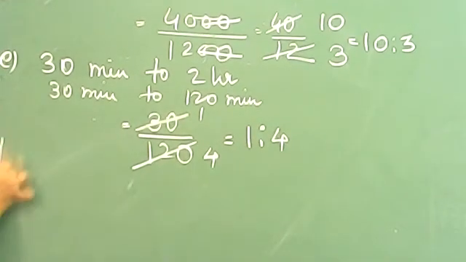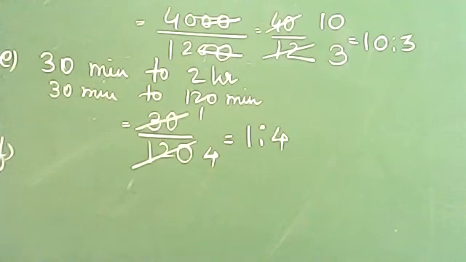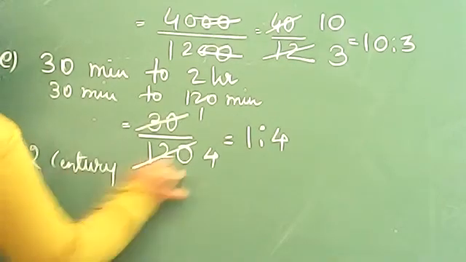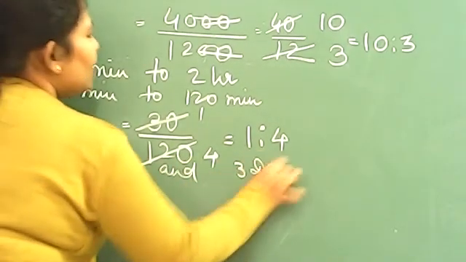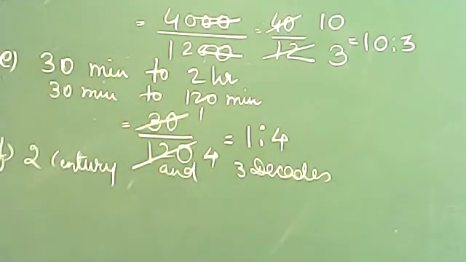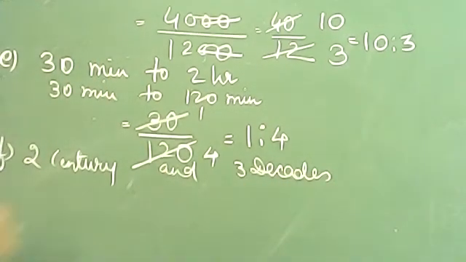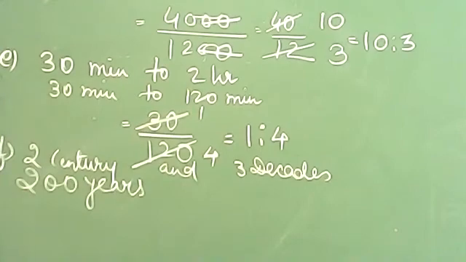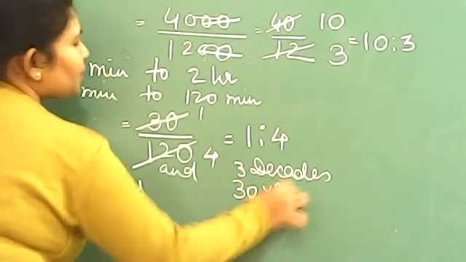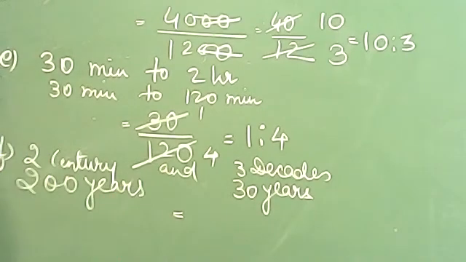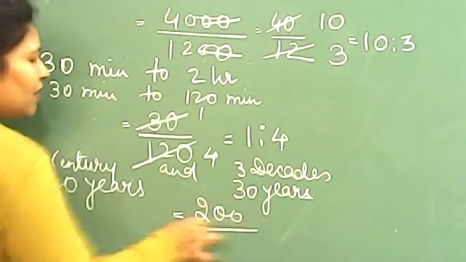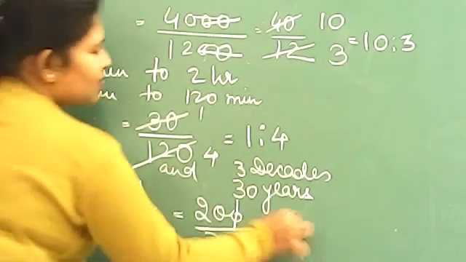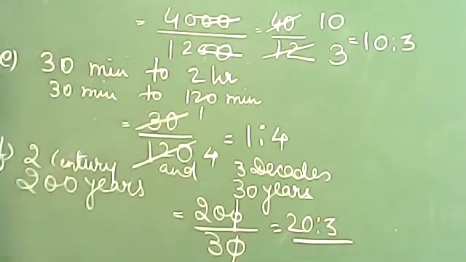Now question number F, I gave you 2 century to 3 decades. Now remember beta, these are groups of years. 2 century means 200 years, and 3 decades means 30 years. So when you find out ratio, 200 will come up, 30 will come down, the 10s will get cancelled, and your answer would be 20:3.